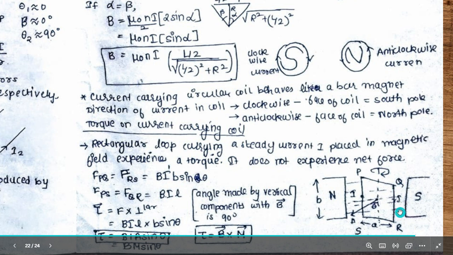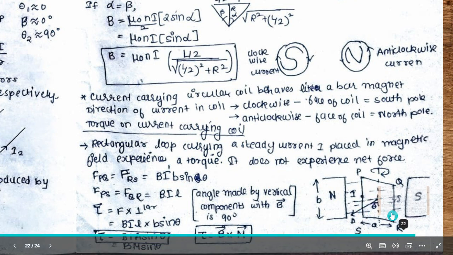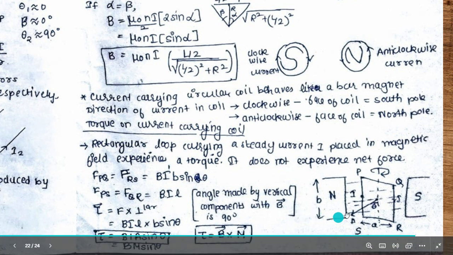Now, what is the angle made by these two sides with the magnetic field? It is 90 degrees, so sin θ is 1. So, we will get these two forces of PS and QR as BIL itself. The angle made with the magnetic field is 90 degrees. Now, what is the formula for torque? Force into the perpendicular component, which is BIL into b sin θ. So this is b, the perpendicular component, again b, and then sin θ.